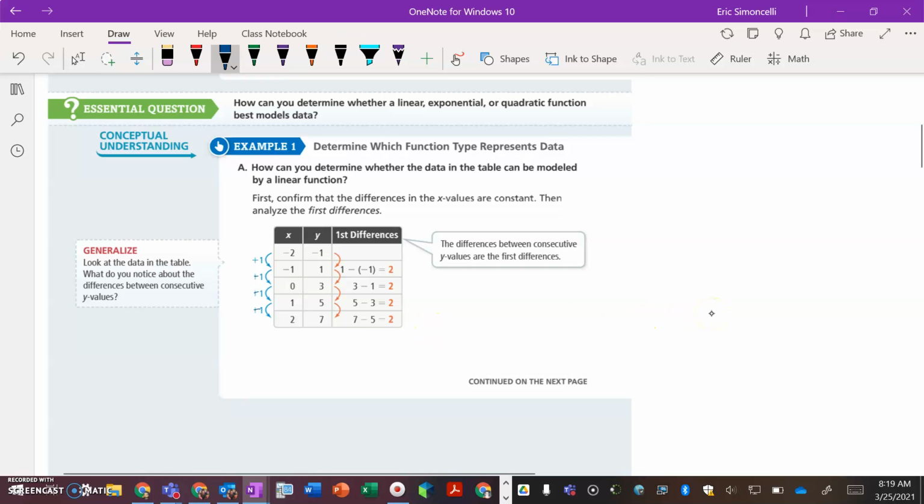Please note, confirming that we're adding the same consistent value to x, and then adding that consistent value to y throughout the process, speaks to the following. A linear function best models the data when the first differences are constant. First differences are all the same. So if we did write a linear equation for this, it would take the form of y equals mx plus b. And that might be something we take a look at more in depth later. That's a nice warm-up for today.